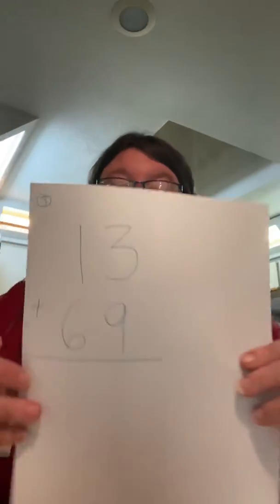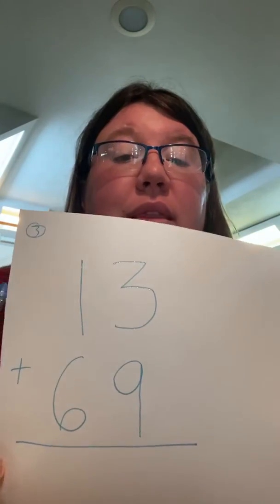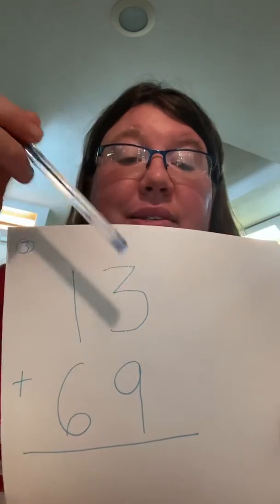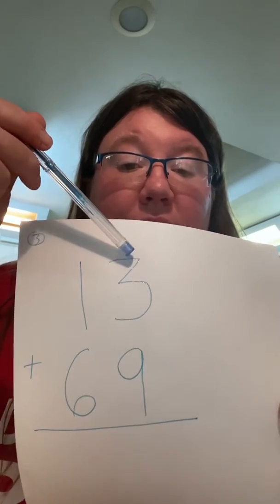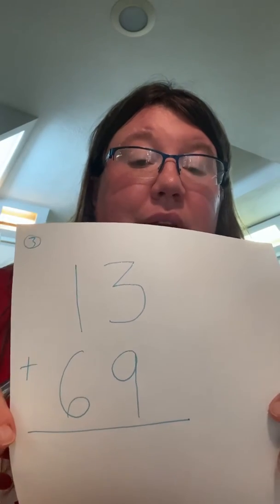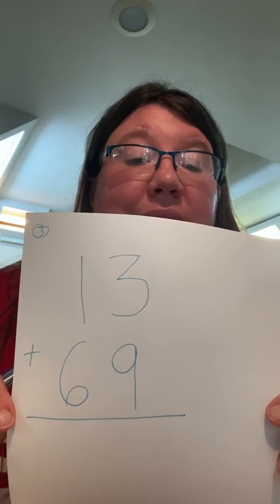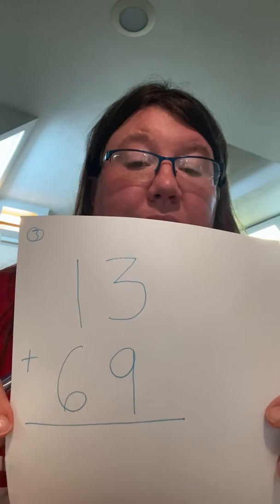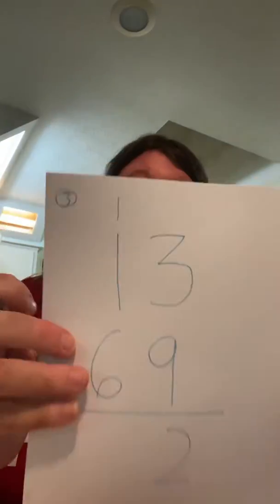So I've got it set up right here. And we always start in the ones. So let's see. We have 3 plus 9. What is 3 plus 9? It's 12. So we're going to put our 2 down here, and we carry our 1.